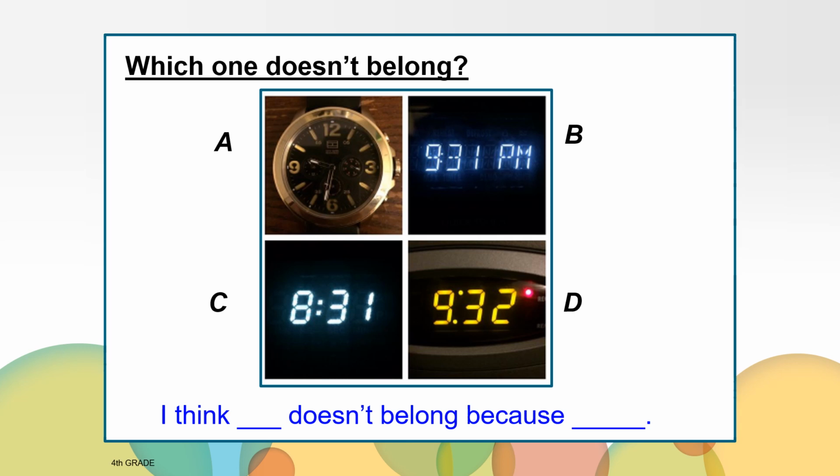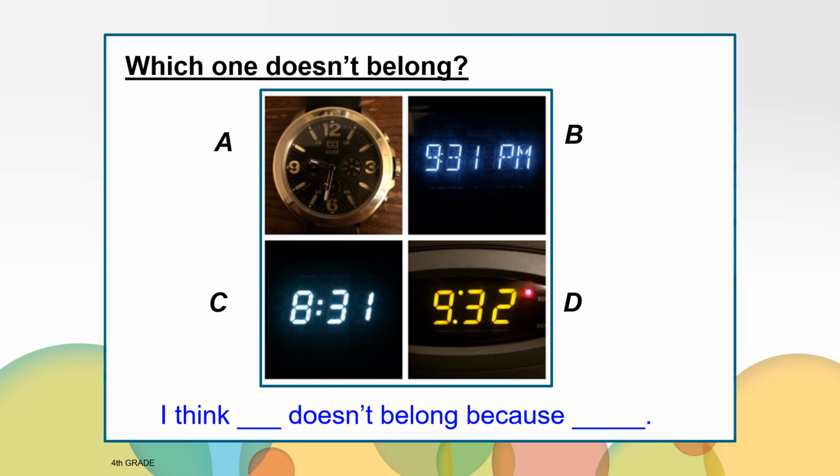I bet you came up with lots of ideas. Here are some that I thought of. They might match some of yours, and maybe they don't, and that's okay. One idea is that A does not belong because it is the only analog clock, while the rest of the clocks are digital.